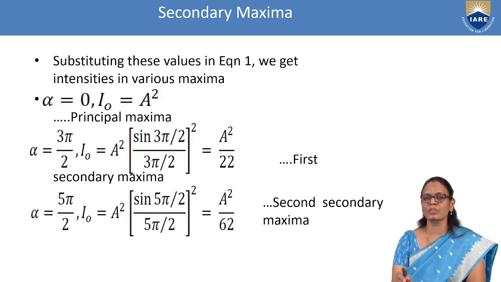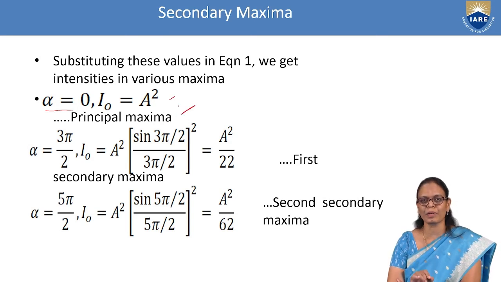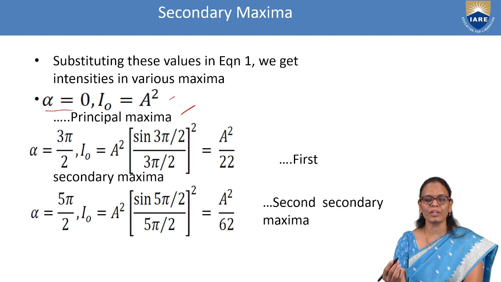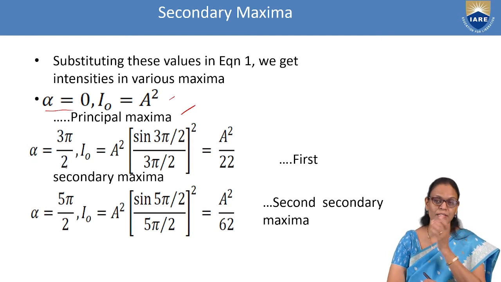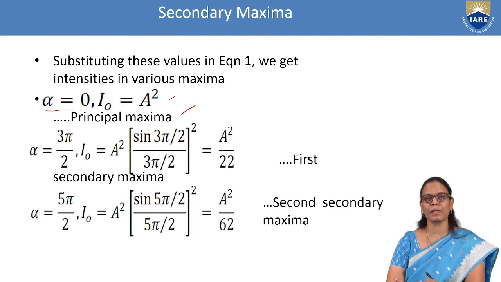Now when we substitute these values in equation 1, that is I is equal to a square sin alpha by alpha whole square, for alpha is equal to 0, I naught is equal to a square, that is the principal maxima. So we know the condition for principal maxima, and we know that when sin alpha is equal to 0, we have the minima. Now where is the secondary maxima? For alpha is equal to 3 pi by 2, from the graph we have seen the points of intersection.